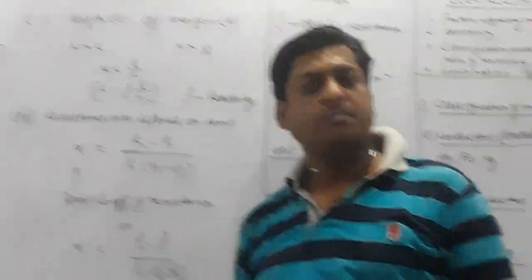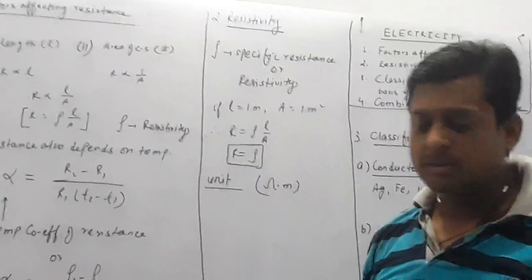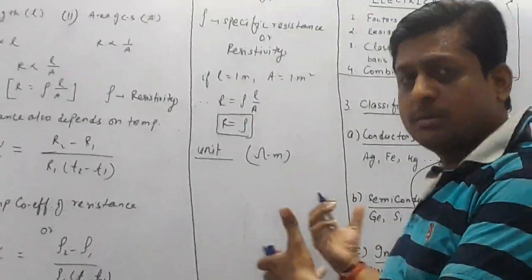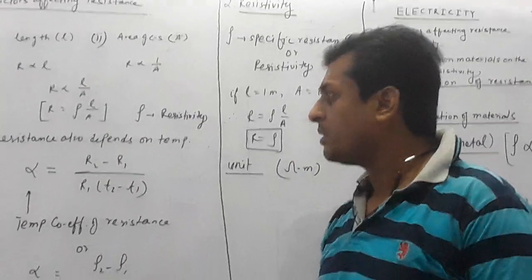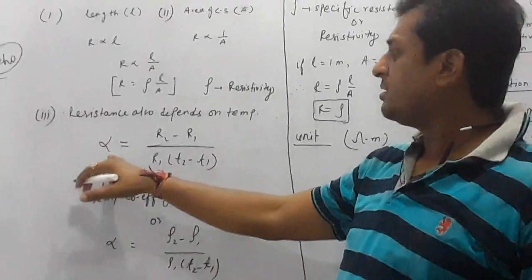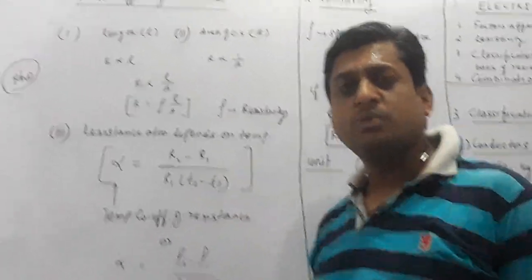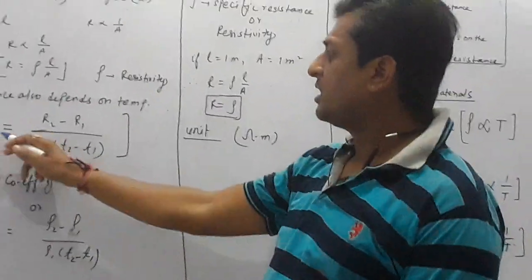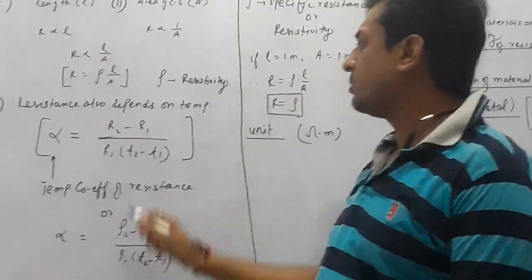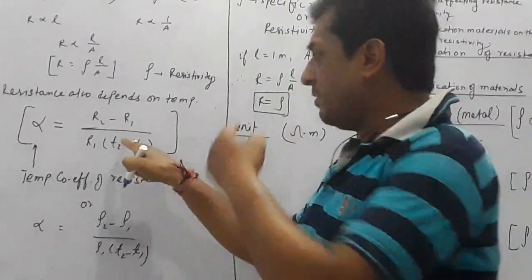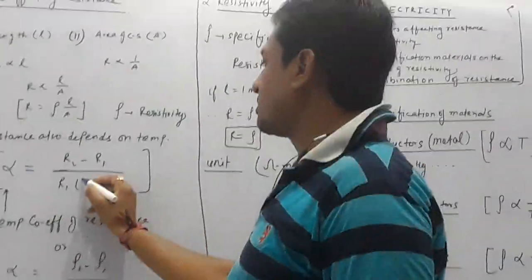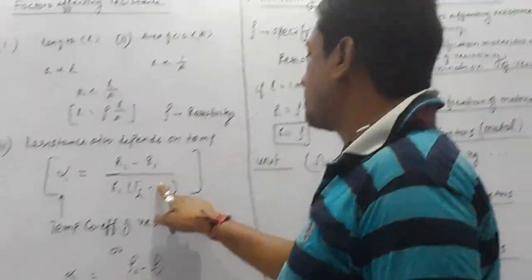Means resistance also depends upon temperature. How it depends, I will discuss in the next topic. Here you only need to know this formula, a very important formula. The derivation of this formula you will study in higher classes: alpha is equal to R2 minus R1 upon R1 into T2 minus T1, where T2 and T1 are two different temperatures.